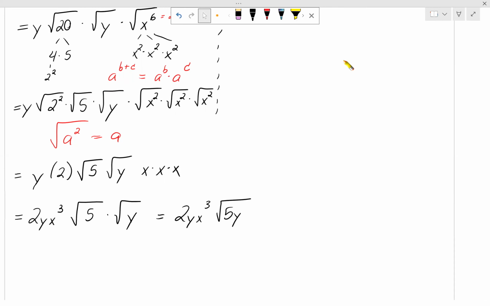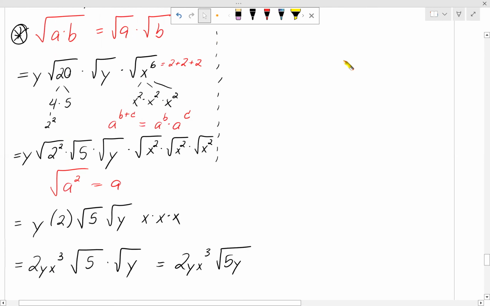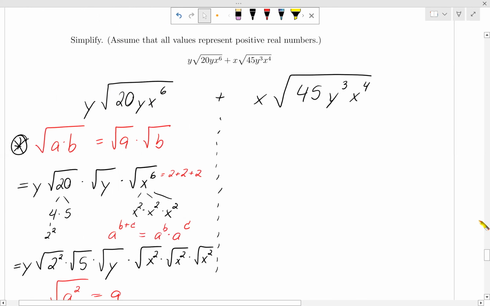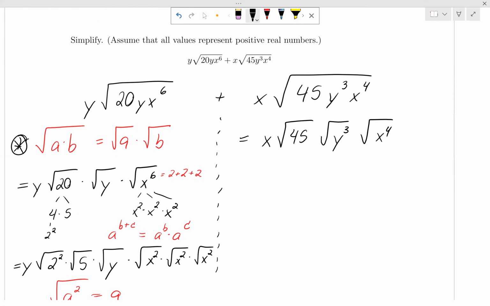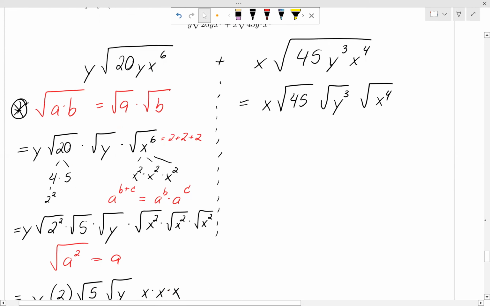And that's going to be for that side of the plus sign. Now I have to do the same thing for the other side. I'm going to use this first property again and split it up. So I'm going to have x times the square root of 45 times the square root of y cubed times the square root of x to the fourth. All right. I know that 45 factors into 9 times 5, and 9 is 3 squared.